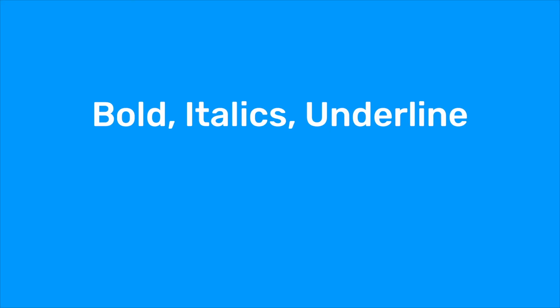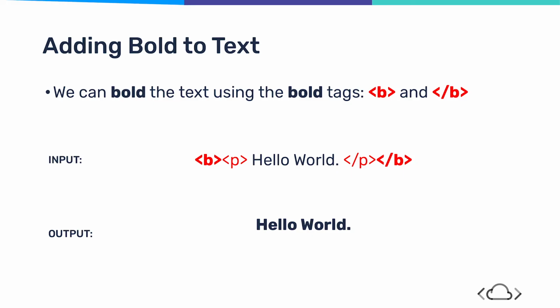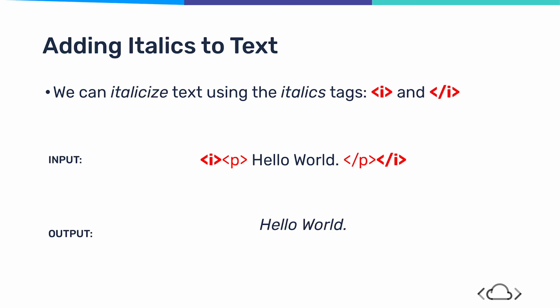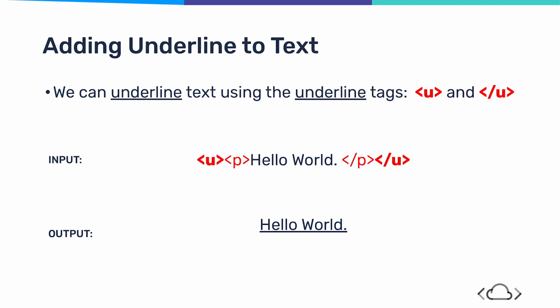Aside from formatting text using the font tag and attributes such as color, size, and typeface, there are a variety of other HTML font styles that you can use to format the text on your web page. We can do many things using font styles, but the most commonly used ones are bold, italics, and underline. We can bold text using the bold tags, angle bracket B. We can italicize text using the italics tag, angle bracket I. And we can underline text using the underline tag, angled bracket U.